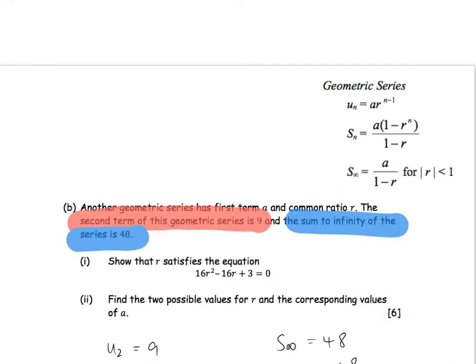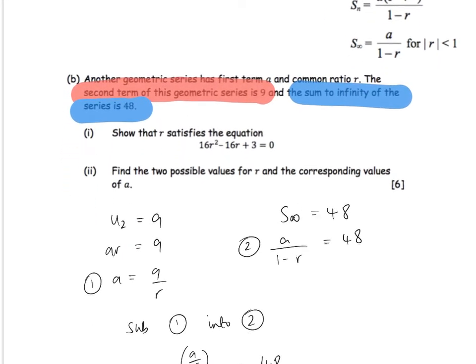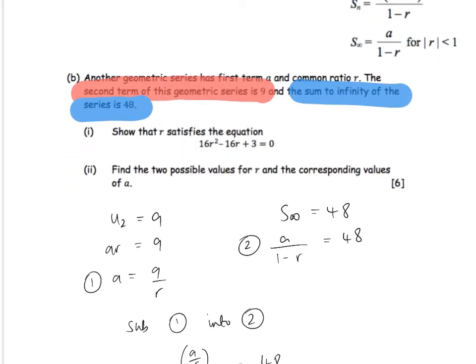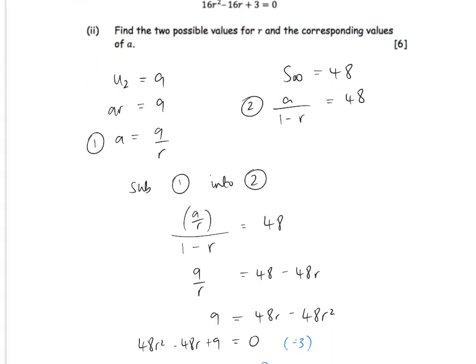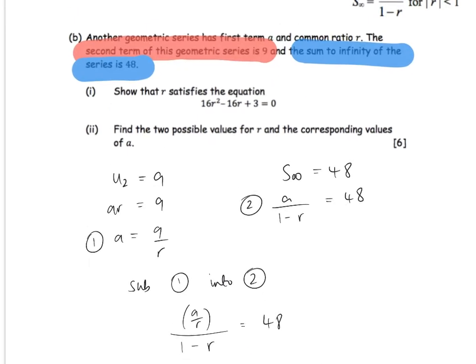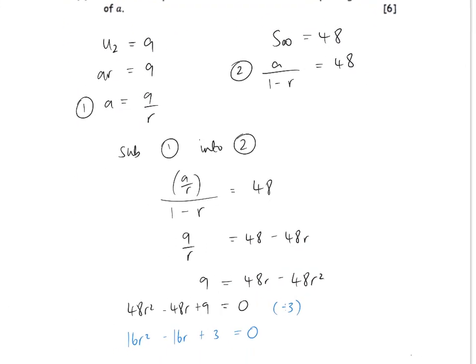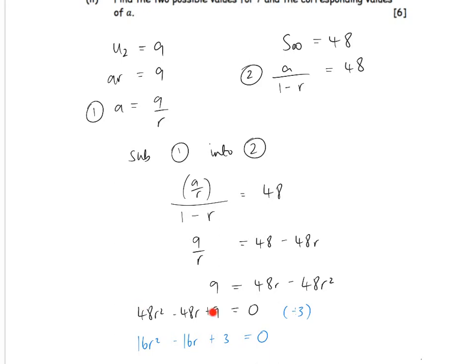Okay, so here's the answer to what I had. So I said that the second term is 9, sum to infinity is 48. So I subbed into these formulas here to find my answers. ar equals 9, a over 1 minus r equals 48. And then did exactly the same trick as before, rearranged 1 and then subbed it into 2. And then I got that. This time it gave me a much bigger equation here than what they actually asked me to do. I had this in the actual question that was given, and if you have a look at that there, it's still the same number and a number, and I just divided through by 3 and it gave me exactly what I wanted.